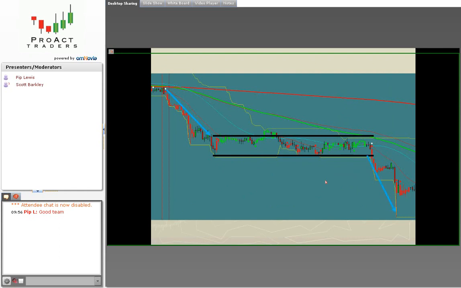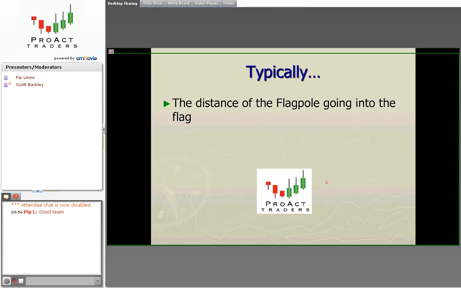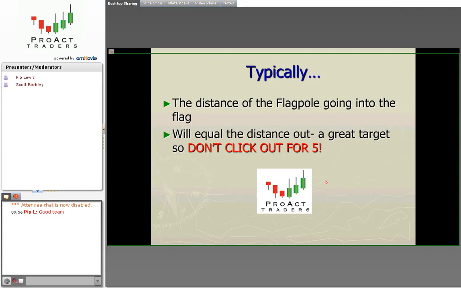Got it. So typically the distance of the flagpole going into the flag will equal the distance coming out. That means you now have a great target that you can count on. Has nothing to do with a moving average crossover. Has nothing to do with my oscillator. My slow stochastic is overbought. All that crap. So we now know we have a good target that we can count on, and we don't click out for 5. Yeah, man, but it's going to retrace. Of course it's going to retrace.